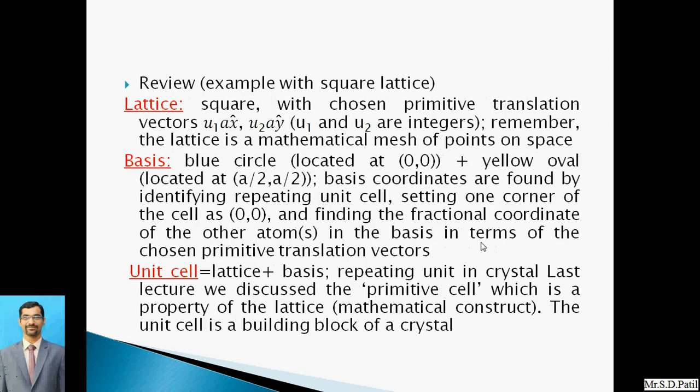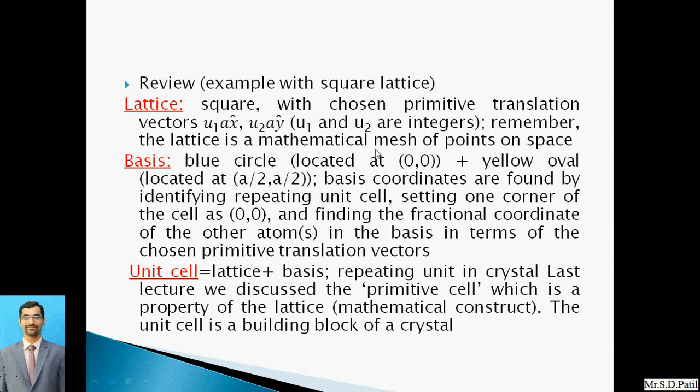Then we will take an example, that is the lattice. Take a square with the chosen primitive translational vectors, that is u1 ax and u2 ay, where u1 and u2 are integers. Those are the lattice, a mathematical mesh of points in space, and the basis. Basically this is the unit cell. This is just for the purpose of understanding the meaning of a unit cell. A unit cell is just a combination of lattice and basis. So what is the meaning of lattice and what is the meaning of basis? In the next diagram we will try to cover it.